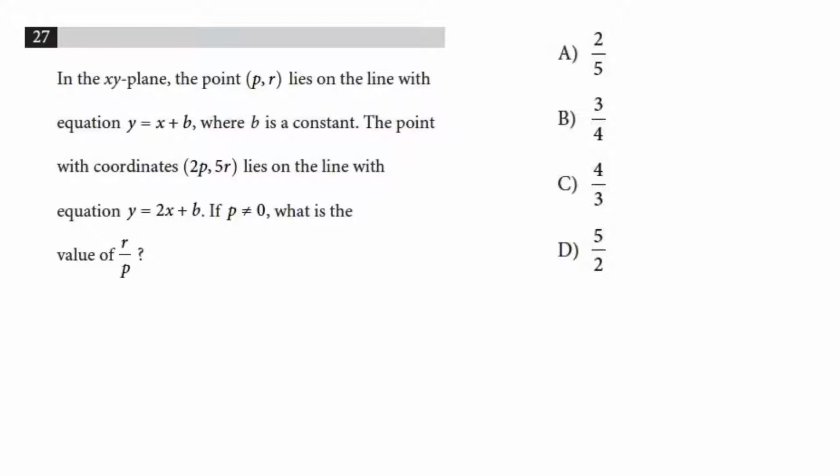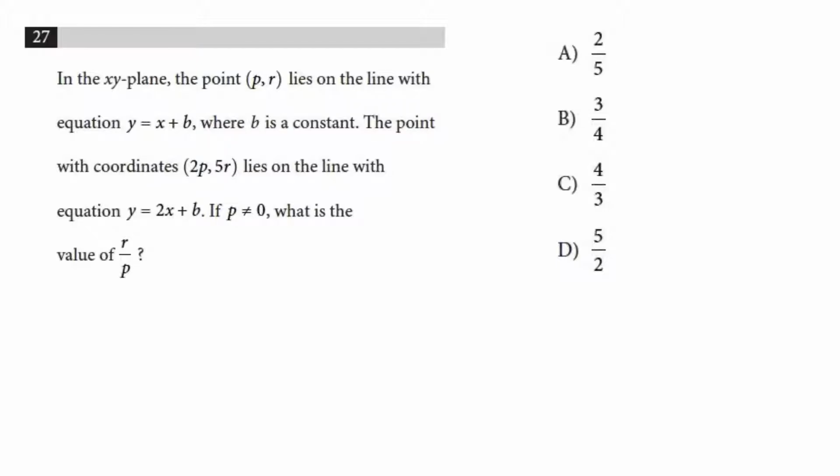27. In the xy plane, the point p, r lies on the line with the equation y equals x plus b, where b is a constant. The point with coordinates 2p, 5r lies on the same line with equation 2x plus y equals 2x plus b. If p does not equal 0, what is the value of r divided by p?